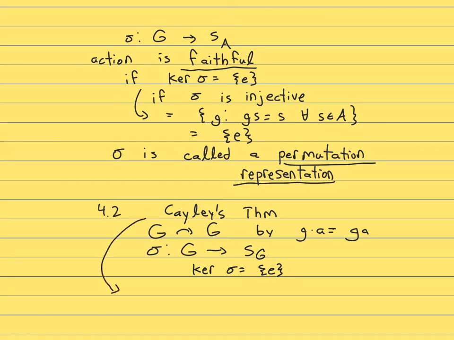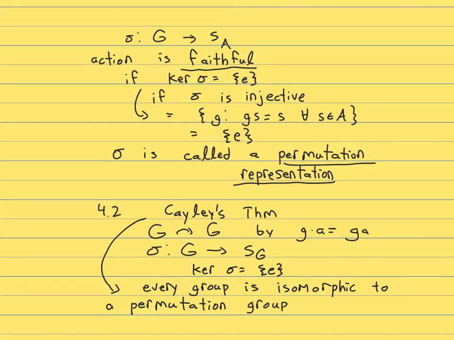And so Cayley's theorem says that every group is isomorphic to a permutation group. And a permutation group is any subgroup of any symmetric group on a finite set. Well, an arbitrary set, I should say.